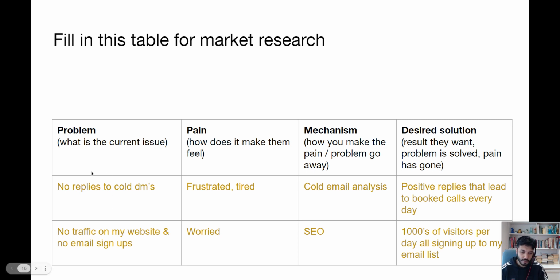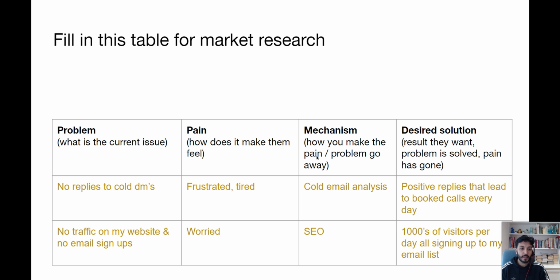So let's take a couple examples. And I'd want you to fill this out because this would really help you. So the problem is no one replies to my cold DMs. Someone could have that problem. How does it make them feel? Frustrated. No one's replying, what do I do? Tired. They're sending so many DMs, it's taking a lot of effort, and I'm getting no results. They feel tired. Pain is usually emotions and feelings, so you don't have to come up with big paragraphs. It's literally just one word: emotions or feelings.